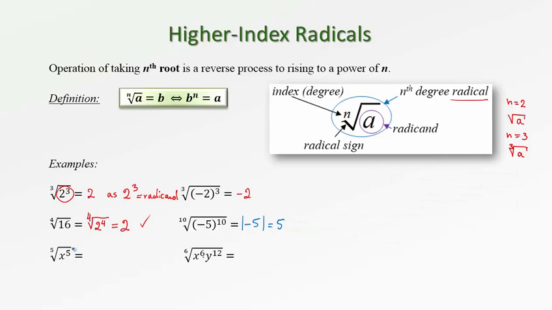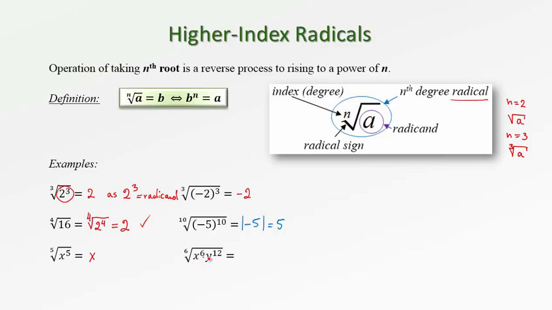Okay, let's see this example. Here we need to calculate fifth degree root of x to the 5. Since this is fifth degree radical, which means odd index, we don't need to worry about absolute value. So the fifth degree radical is undoing the fifth power and we'll end up with just an x.